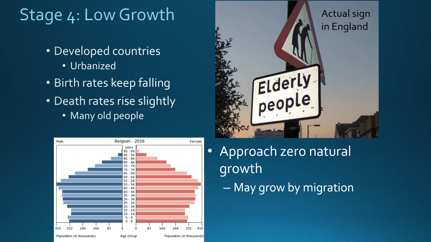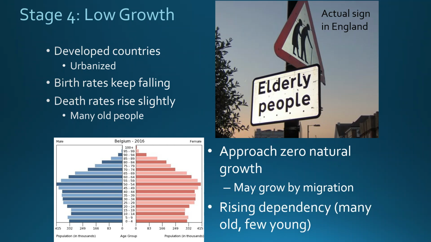It may, however, grow by migration, which we'll talk about in the next chapter. You have a rising dependency again, but not because you have a lot of young people. Now you have a lot of people who have reached old age. Right, so Belgium, now that dependency ratio has gone up. Now it's 54.2%.